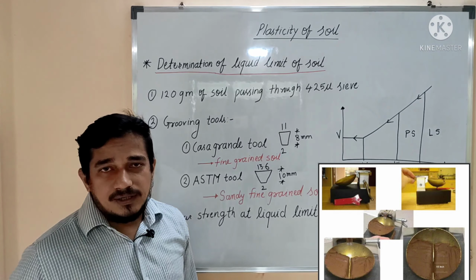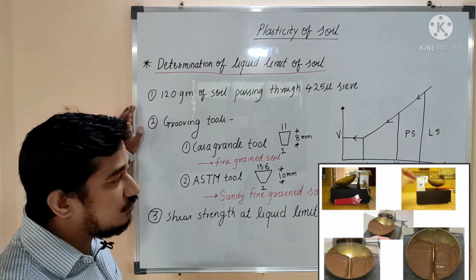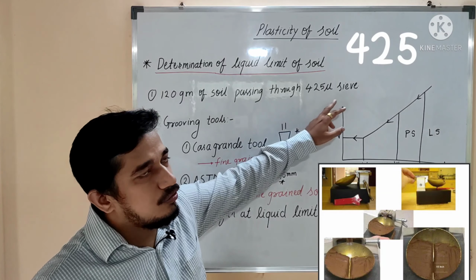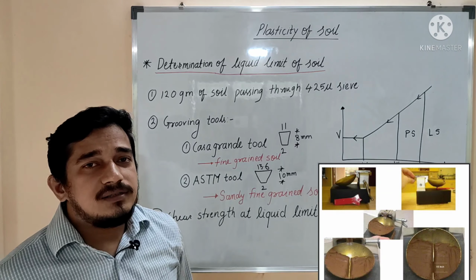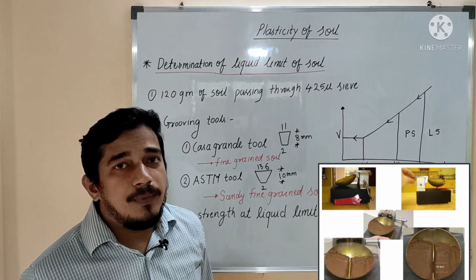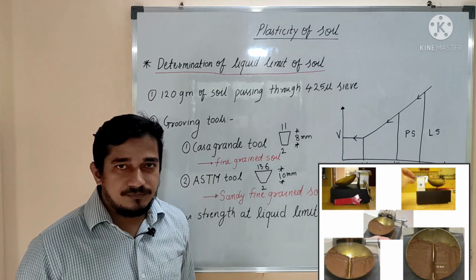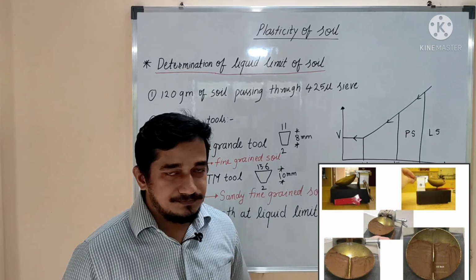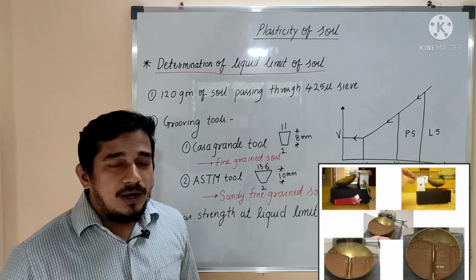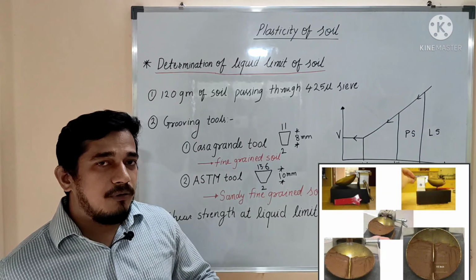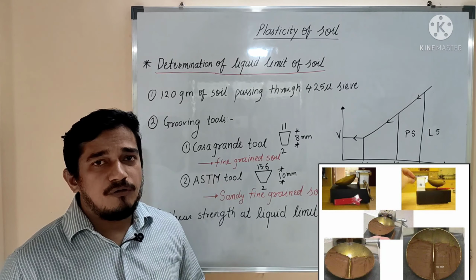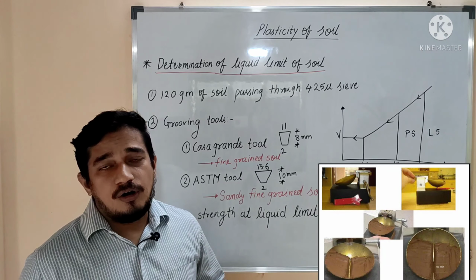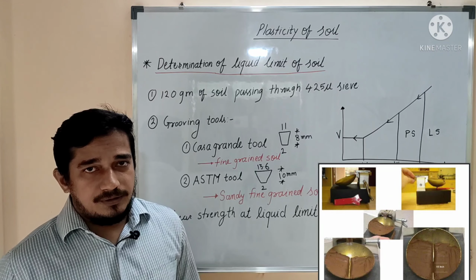So as to conduct the test, we will take 120 grams of soil which is oven dried and passing through a 420 micron IS sieve. We will add a certain amount of water to it and make a uniform paste out of it. Then that will be placed in the brass cup like this, and it will be leveled in such a way that it has a depth of 8 mm or 10 mm, that is 0.8 centimeter or 1 centimeter.